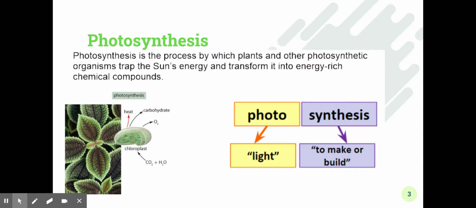So this is the process that plants use, or other photosynthetic organisms such as algae or something like that. They use this to trap the sun's energy and then change it into what we would call a chemical rich compound. For us, we're going to talk about it changes it into glucose.